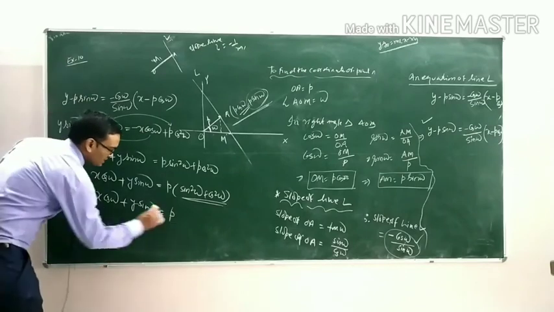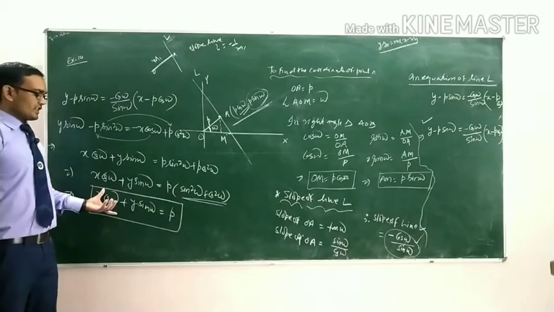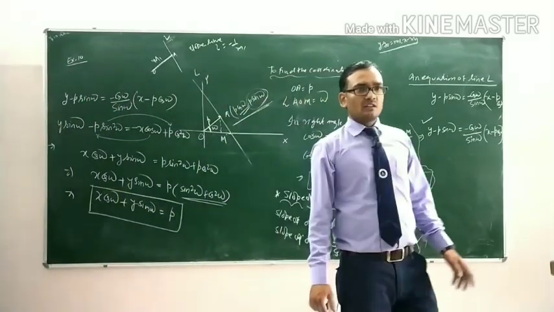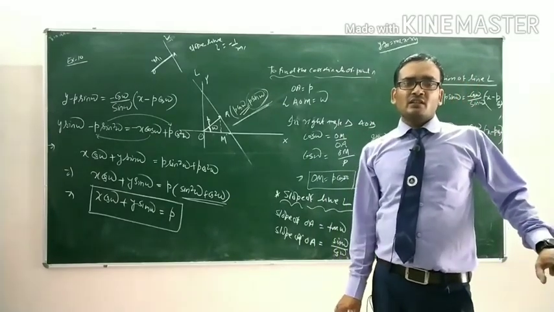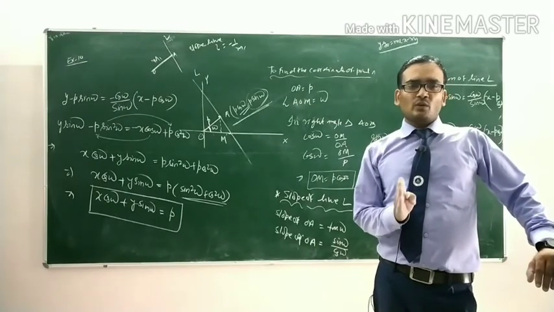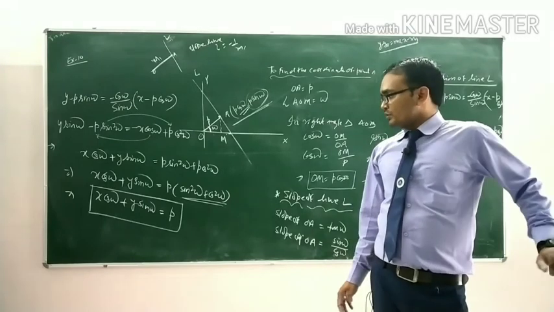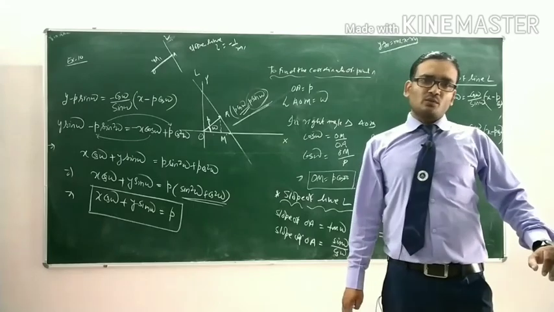Then the value of this is 1, which is the equation of the straight line having a normal P, and the angle the normal makes with the positive x direction is omega. Then the equation of the line is x cos omega plus y sin omega is equal to P.